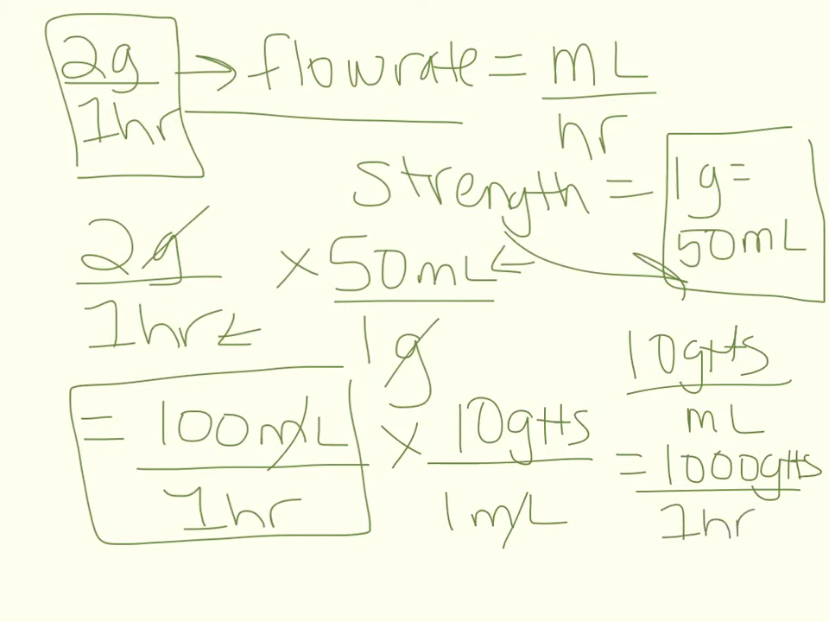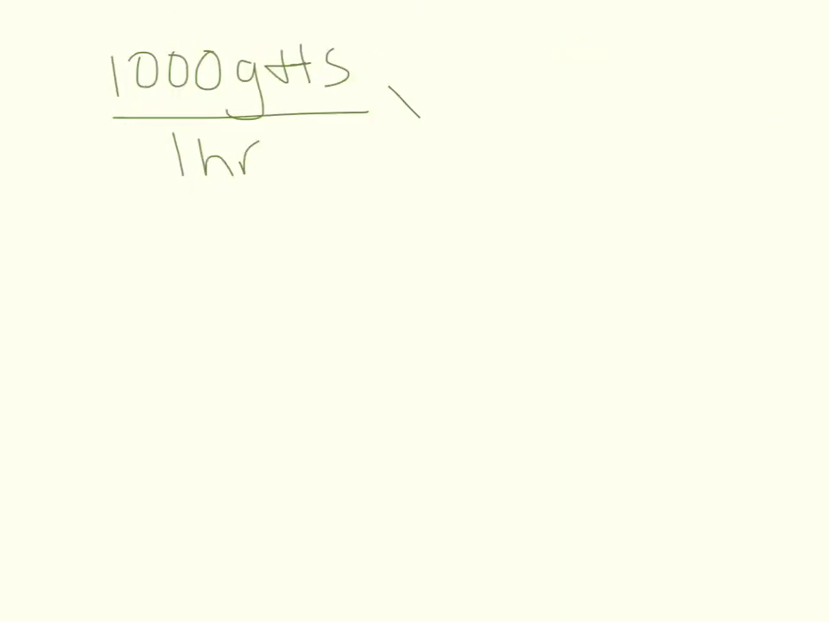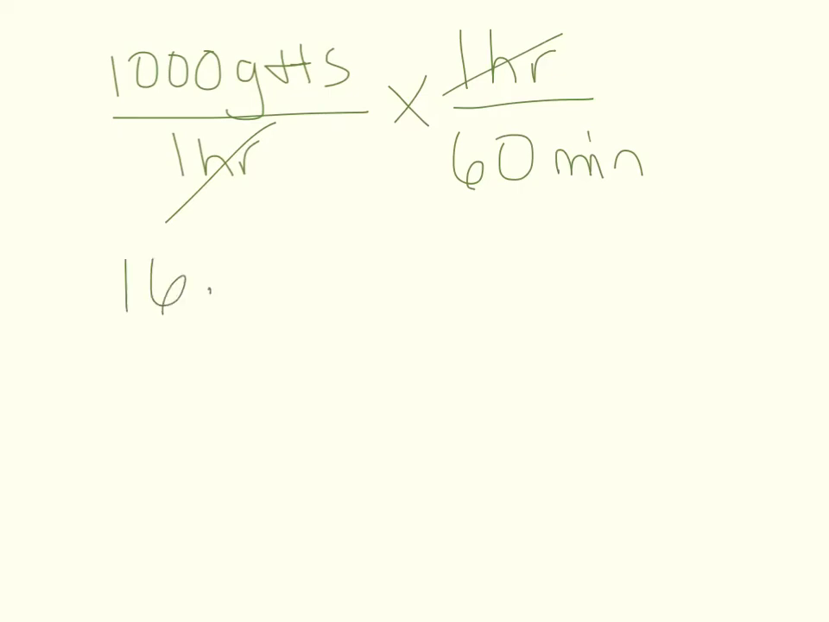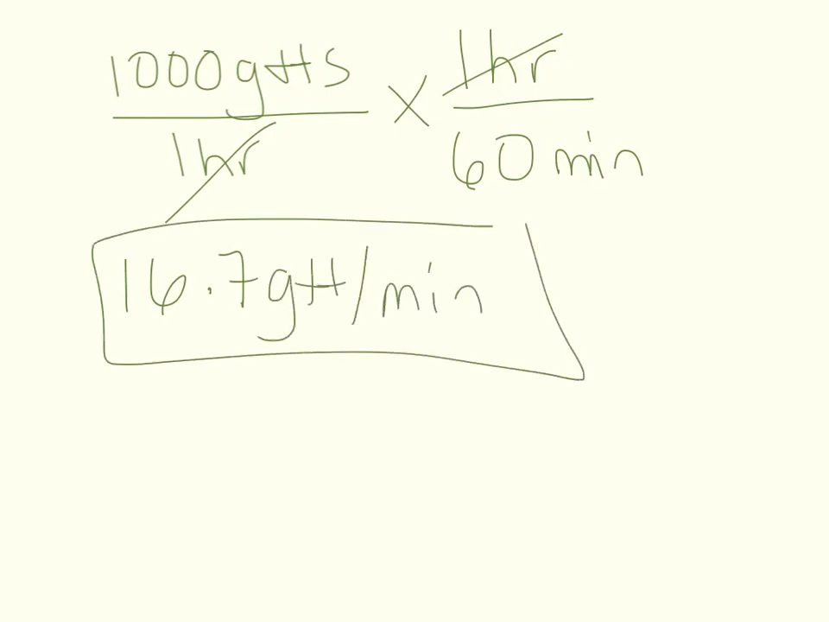However, the question is not asking for hours, it's asking for minutes. So we will need to use our unit fraction of 1 hour is equal to 60 minutes to get it into minutes. So the 1 hour goes on the top and the 60 minutes goes below, because again, we're interested in the hours canceling out. So we have 1,000 drops over 60 minutes, and if we divide that, we get 16.666667, and if we round to a tenth of a decimal place, it'll be 16.7 drops per minute. That is the final answer for part C.